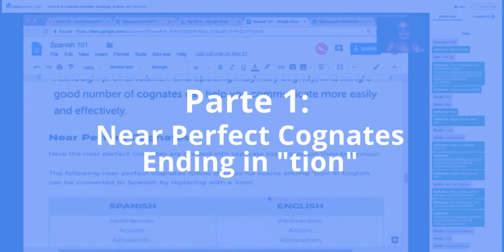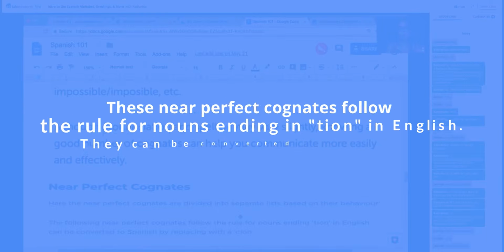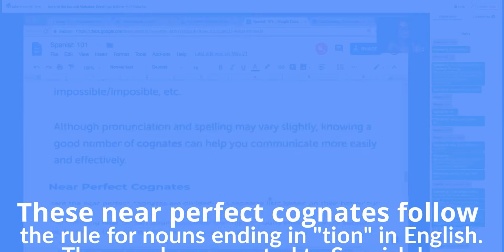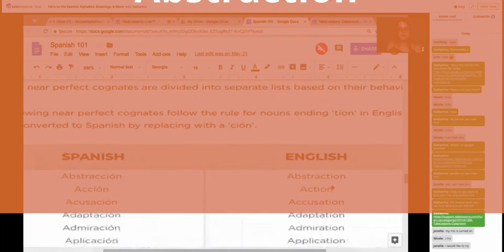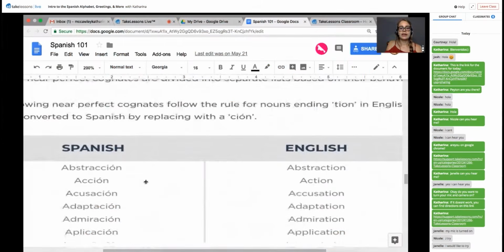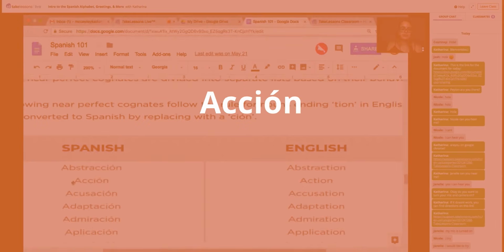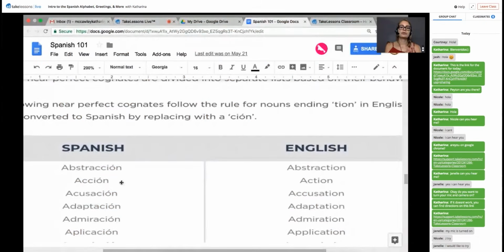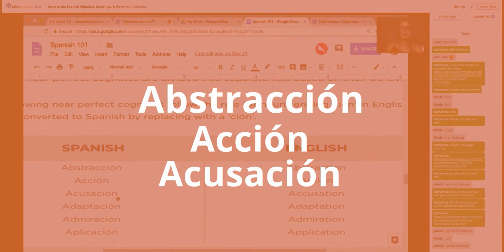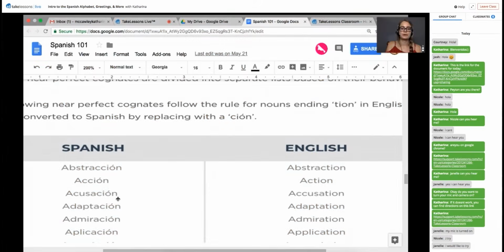Let's talk about the near perfect cognates. So an example would be abstraction in English, and we have abstracción in Spanish. Or we have action in English and acción in Spanish. And the rule for these are all the nouns that are ending with tion. They're going to be converted to Spanish by replacing the tion with a cion. And you can see it here, so abstracción, acción, acusación, and so on. So that's rule number one that you can remember.